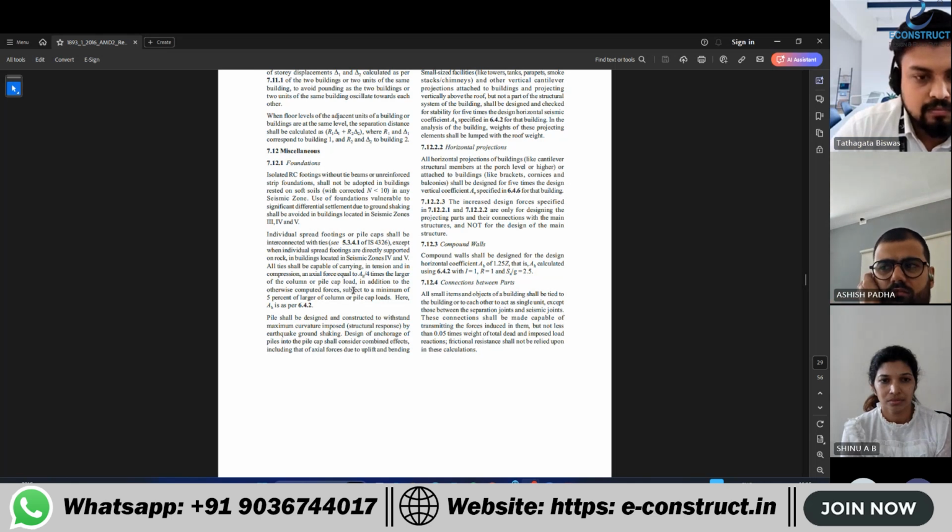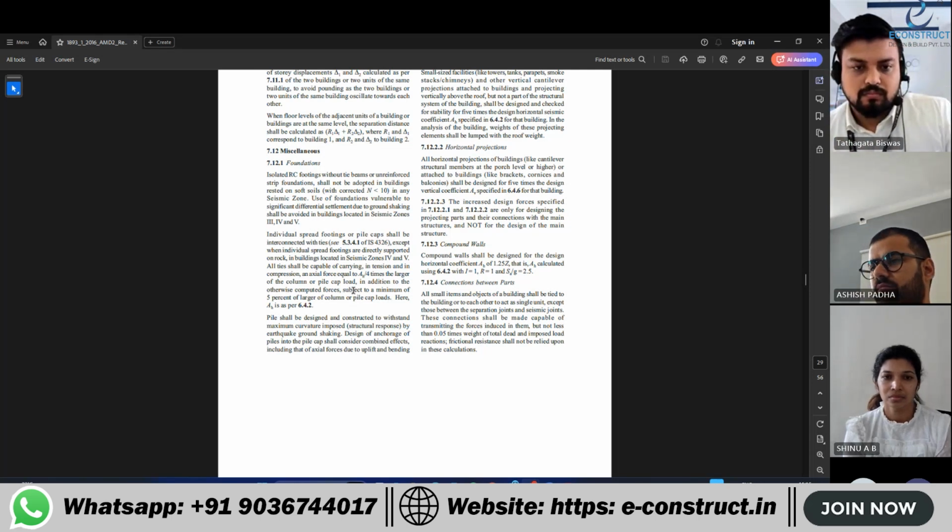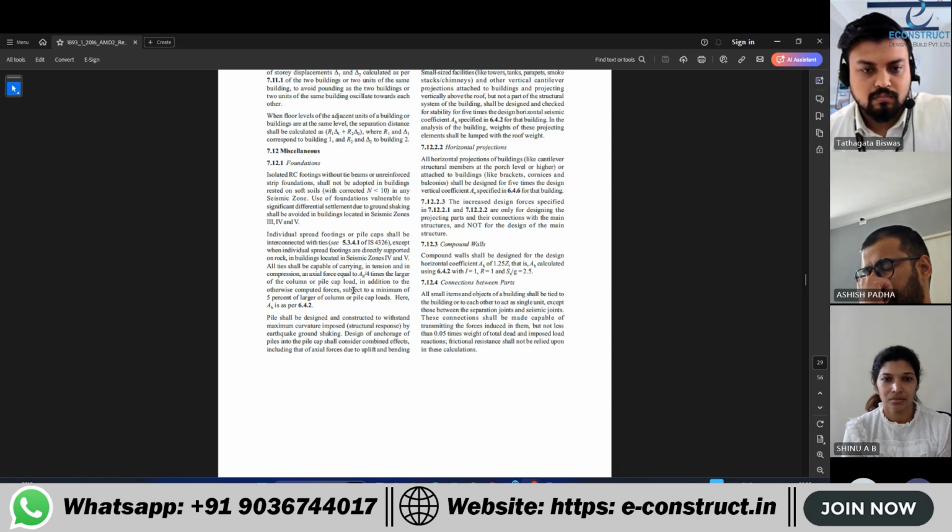All ties shall be capable of carrying in tension and in compression an axial force equal to AH by 4 times the larger of the column or pile cap load, in addition to the otherwise computed forces, subject to a minimum of 5% of the larger of column or pile cap loads. Here AH is as per 6.4.2.